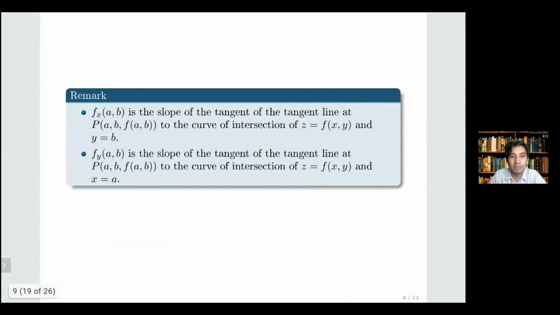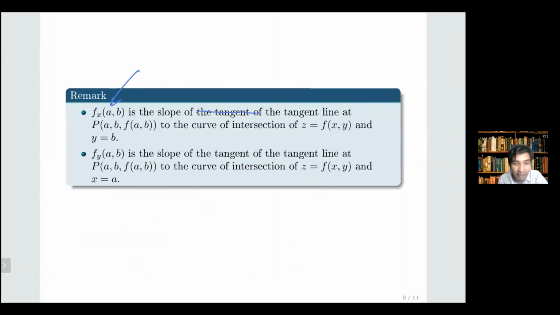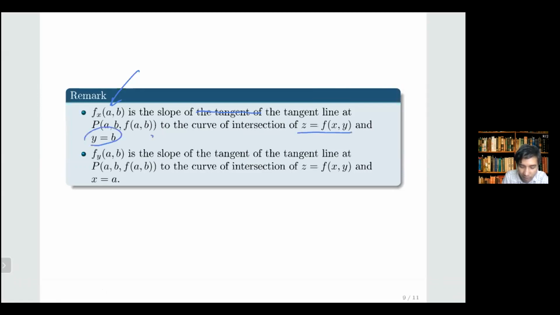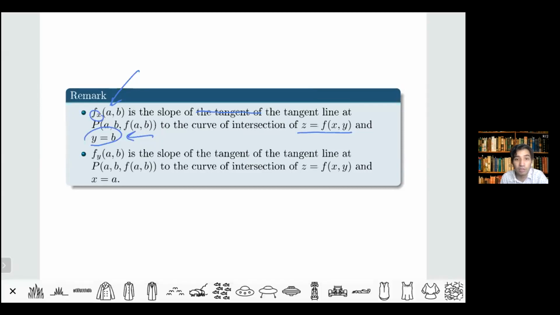If you want something more formal, this is the interpretation. The partial derivative of f with respect to x, if you evaluate it at (a, b), is the slope of the tangent line to the curve of intersection of z equals f of (x, y) and y equals b. So we fix y. The partial derivative is the slope of the tangent line to the curve of intersection.